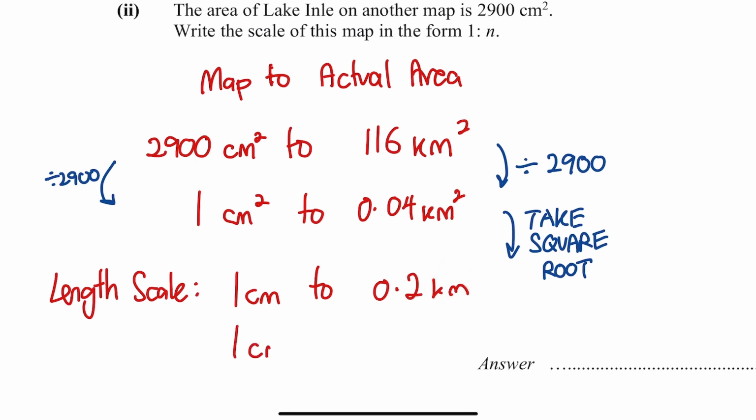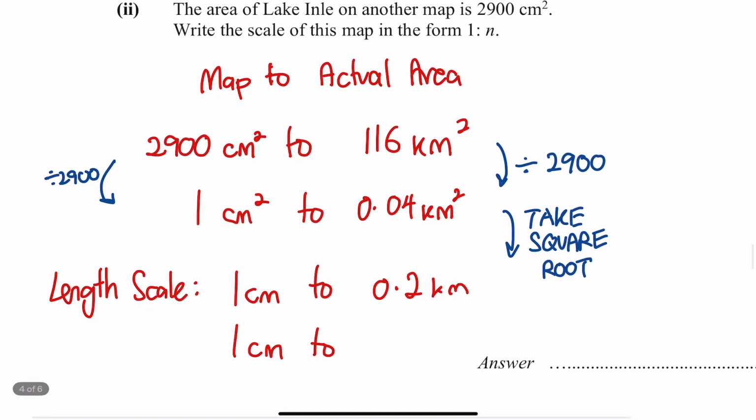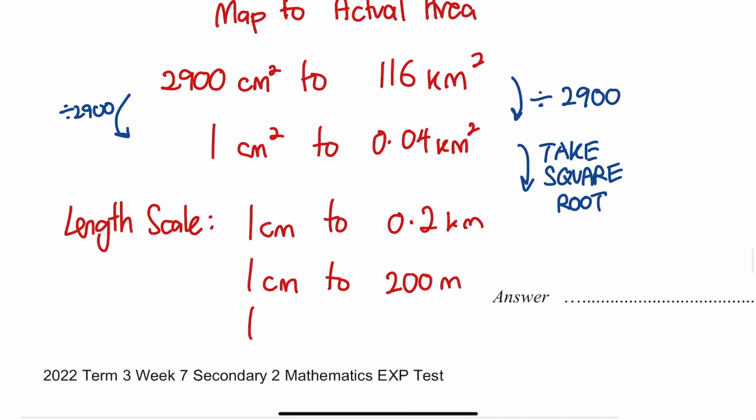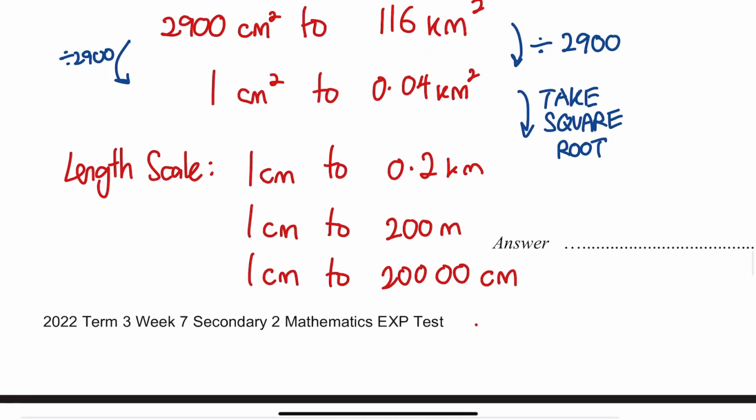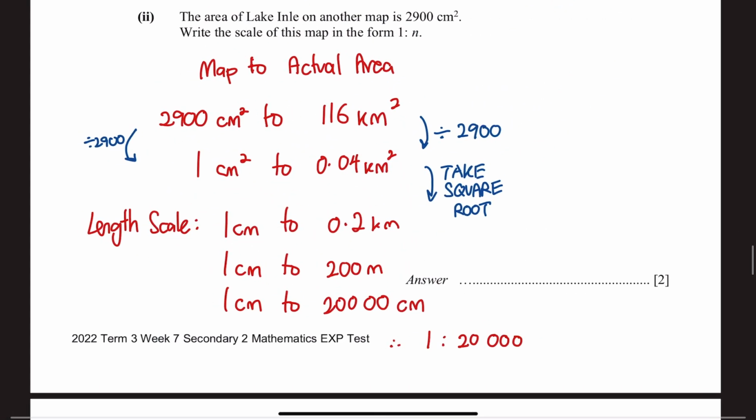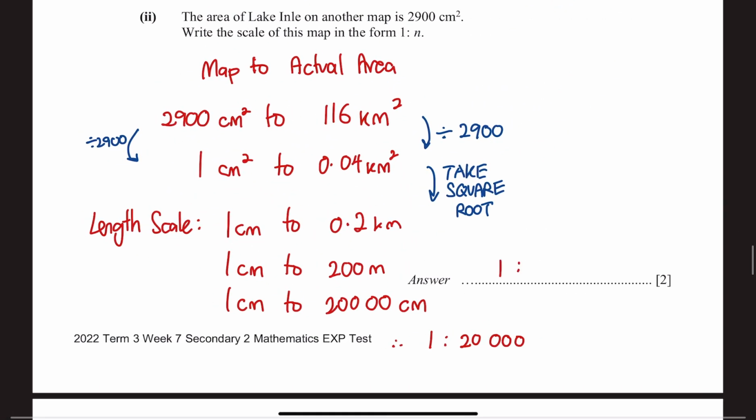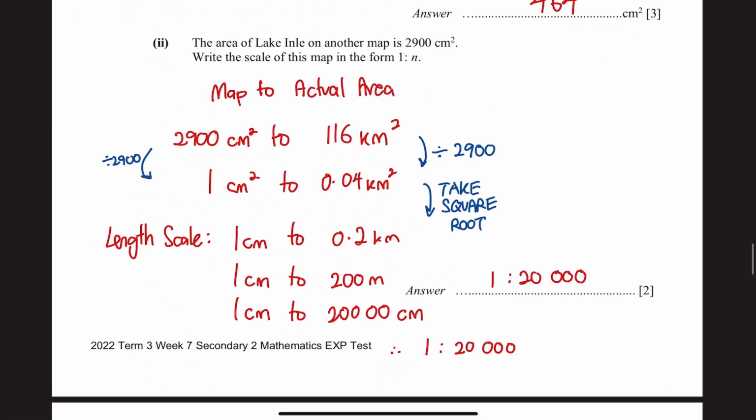This is 1 cm is to 0.2 km, convert to meters first, times 1,000. This will become 200 meters. And therefore, 1 cm is to 200 meters, convert to cm, times 100. This will be 20,000 cm. Therefore, in ratio form, it will be 1 to 20,000. So the answer to this part over here would be 1 to 20,000. And this is for this part of the question.